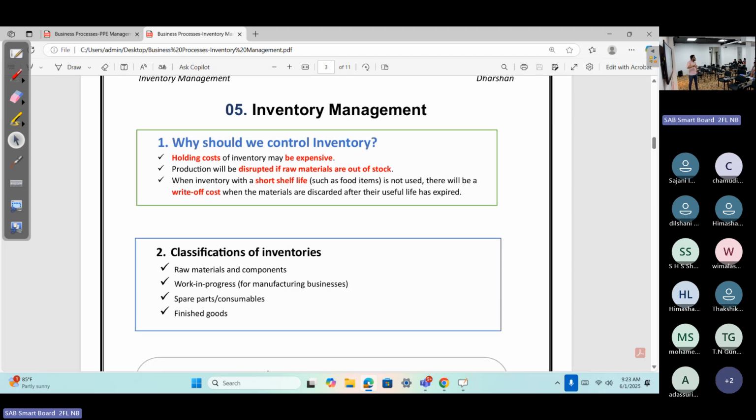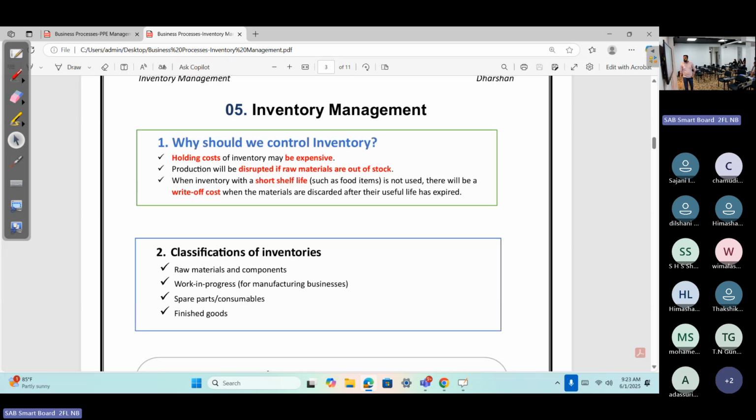If you keep more inventories, then there is maintenance cost. If demand is 100 and you keep 150, then the maintenance cost for the extra 50 is expensive. Production will be disrupted if raw materials are out of stock. Okay, without interrupting your business process, you have to maintain inventory.